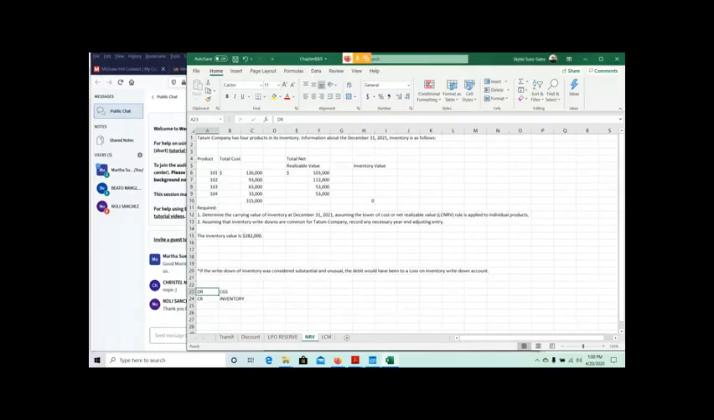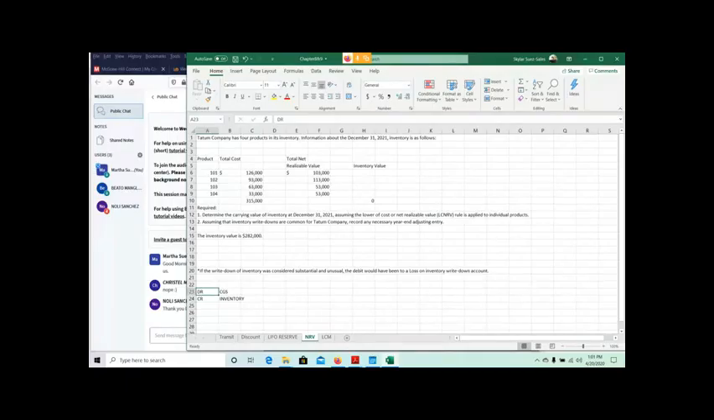So we're looking at, in this case, or in this exercise, product per product. But it could be done for the whole entire inventory, or just different areas, or different departments that you have, depending on how you want to structure it.